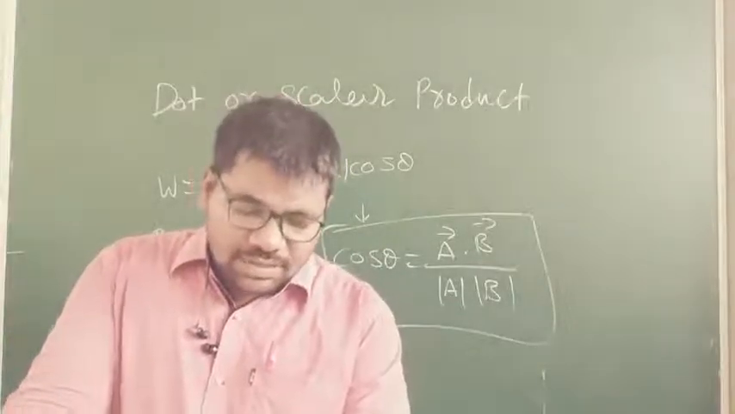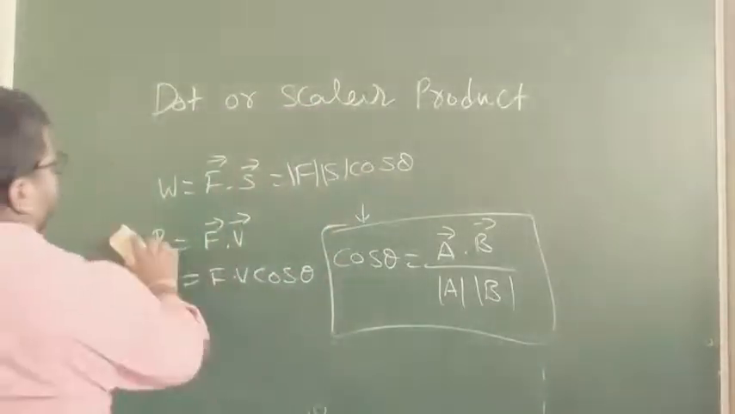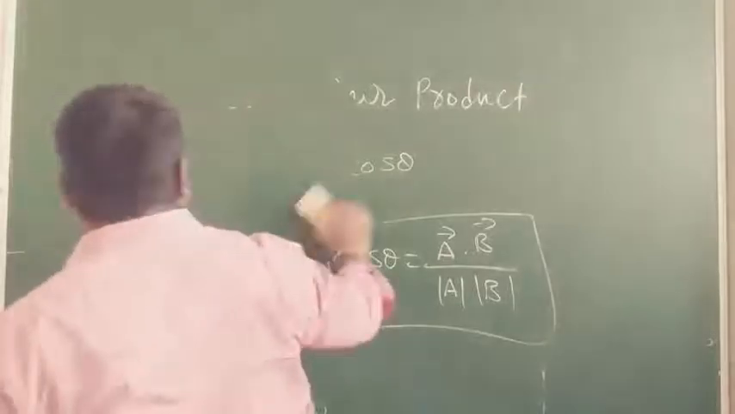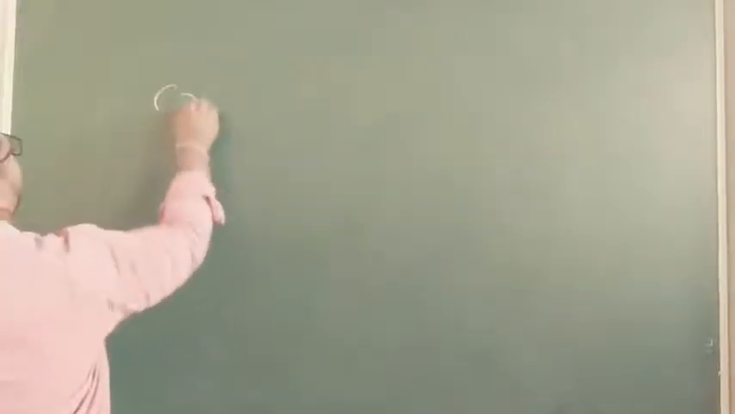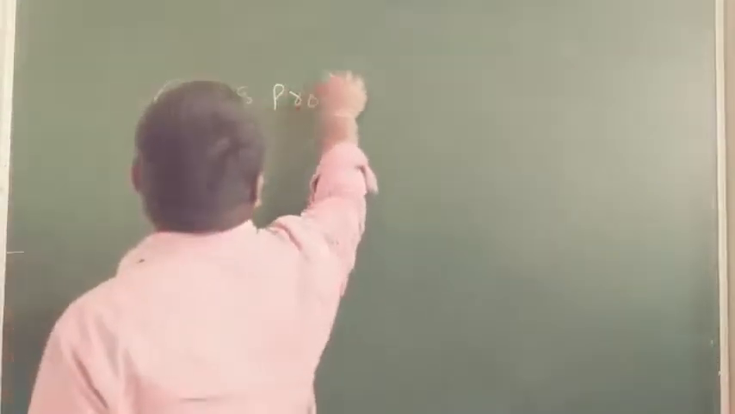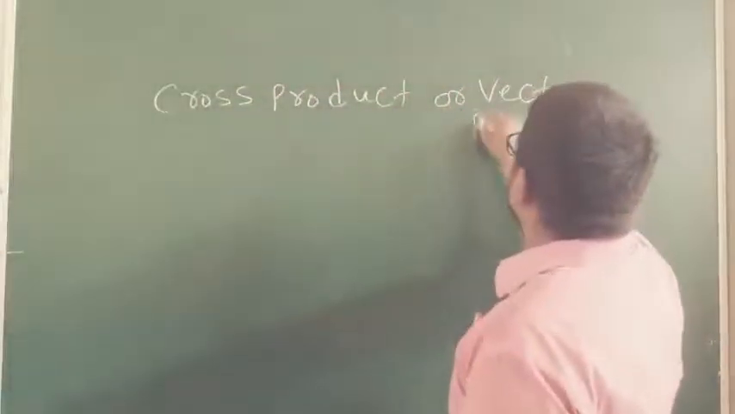Then coming to the vector product or cross product, which is defined as a product of two vectors that is a vector. When we multiply one vector with another vector and the resultant is a vector, this type of product is called the cross product or vector product.